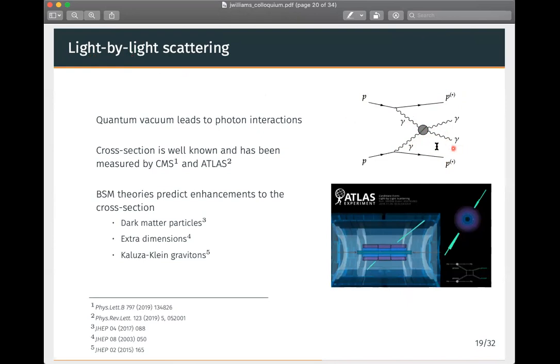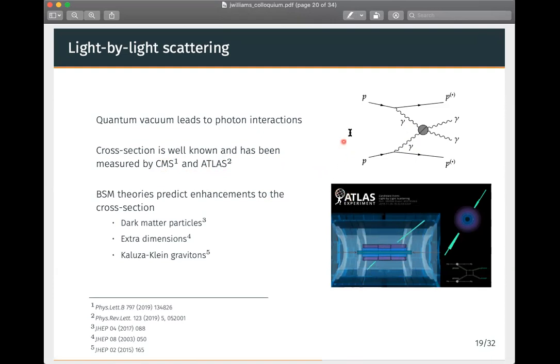And since this process happens by photon interactions, it's governed by the theory of quantum electrodynamics, which is a theory of great precision. So we know the production rate, or the cross-section, of this process extremely well. It's predicted by the standard model. And this light by light scattering process has been measured by both the CMS and ATLAS collaborations. Here's actually a picture from the ATLAS press release showing the two photons in their detector.